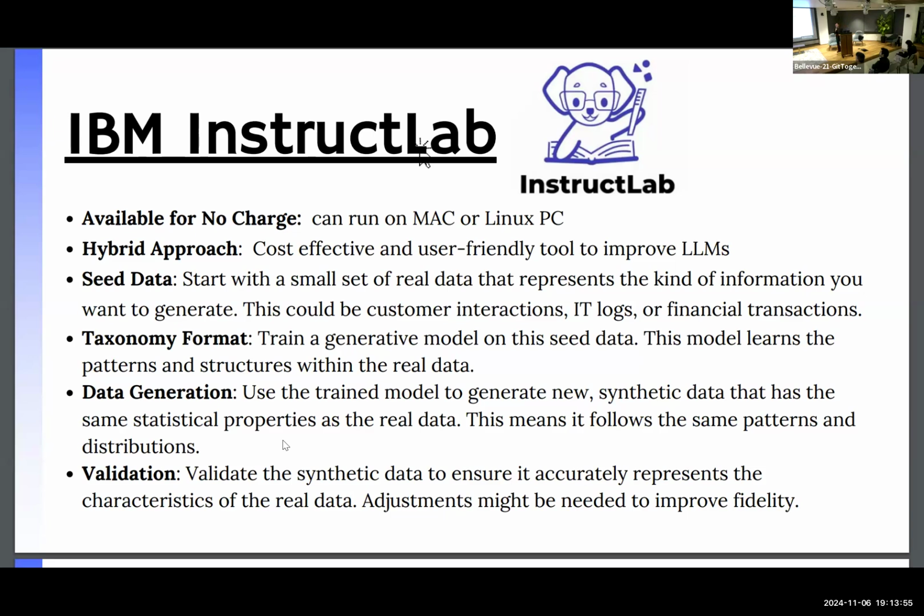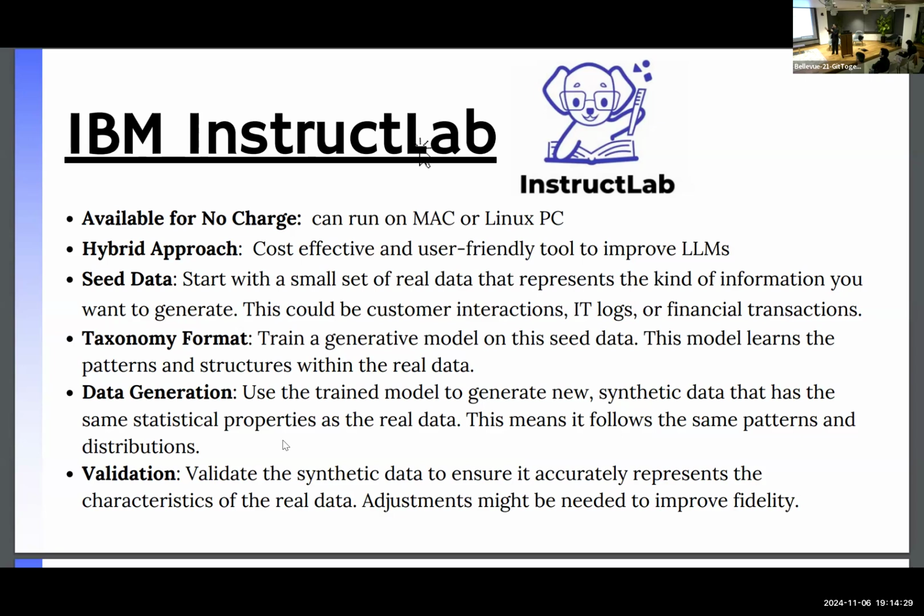So there's a different approach to doing RAG and fine tuning that I think you guys are really going to enjoy. Number one, there's absolutely no charge for this tool. And you can run this tool on a Mac or your laptop with a Linux operating system. It's a hybrid approach to doing RAG and fine tuning that's much easier to use and more cost effective.